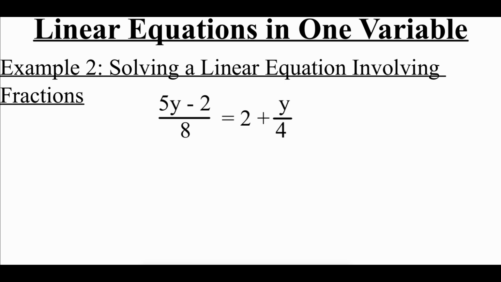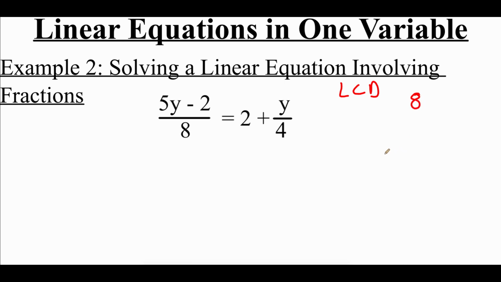Taking a look at this example, we're going to solve another linear equation, but this time we've got some fractions in there. So on the left-hand side, we've got 5y minus 2 all over 8 equals 2 plus y over 4. When we're dealing with multiple fractions within our equation, what we want to do is find the lowest or least common denominator between them. So we've got 8 on the bottom of this first fraction and 4 on the bottom of our other fraction. So here the lowest common denominator is going to be 8.